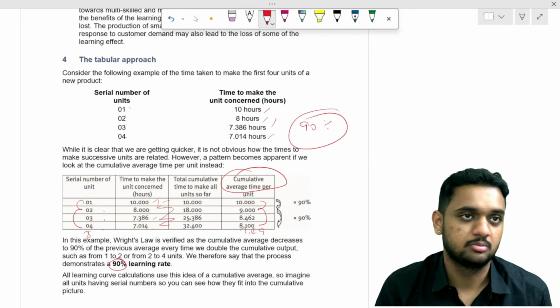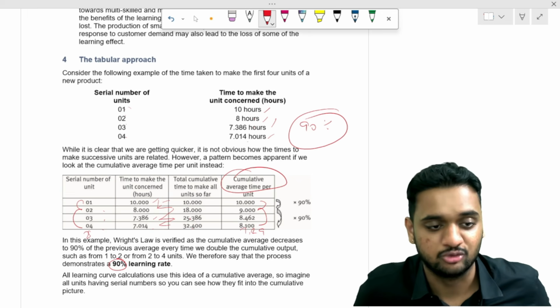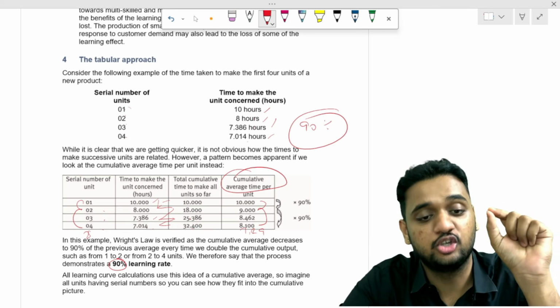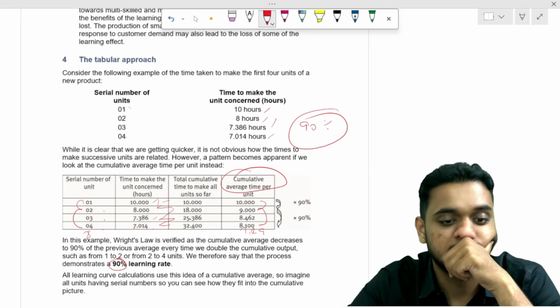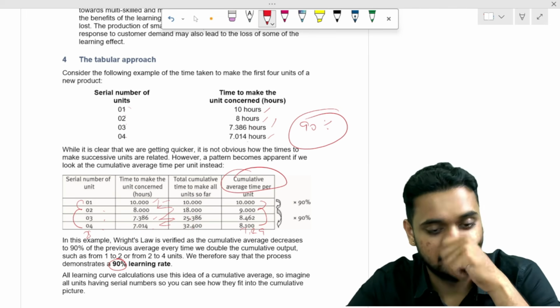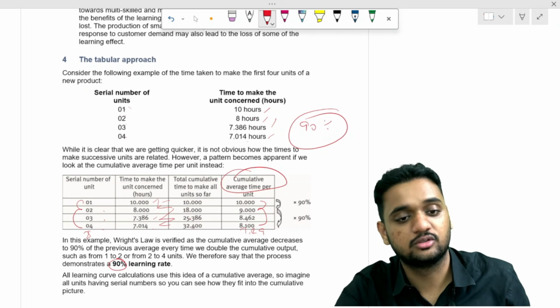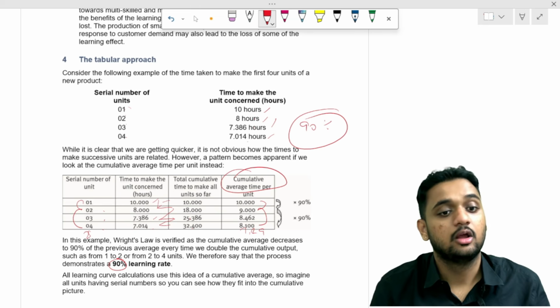We can't do the middle. Only from 1 to 2, 4, 8, 16, 32. Understood? What will be the cumulative average time per unit to produce 16 units? Tell me the answer. That is 7.29 into 0.9, 6.561. Understood?